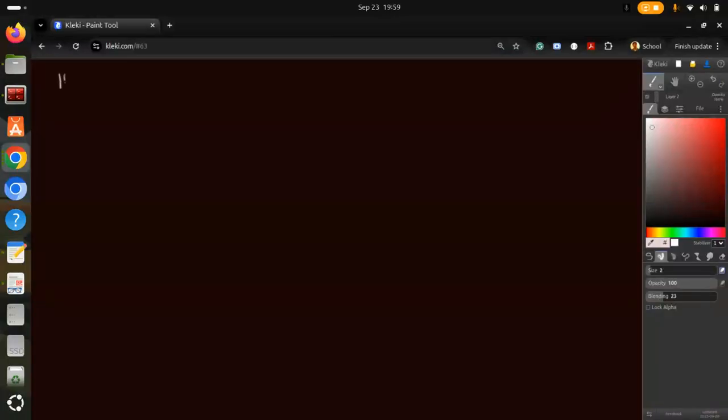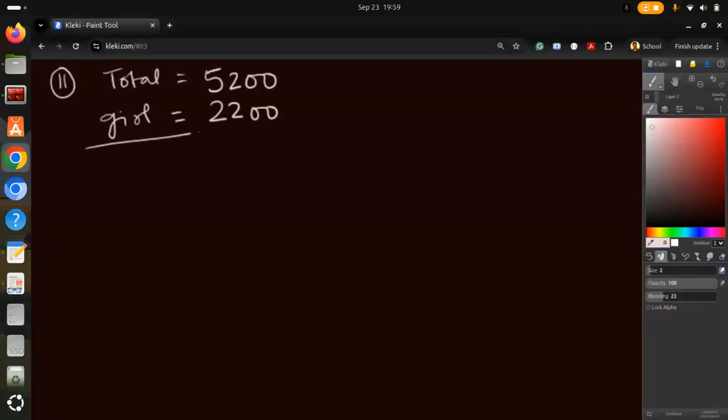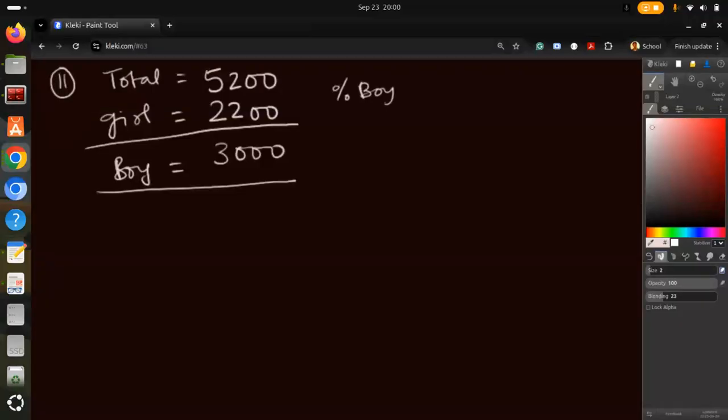So I have question number 11. Total students are 5,200, and girl students are 2200. So quite obviously the number of boy students enrolled will be 3000. So total enrolled is this one, boys enrolled is this one, so the percentage of boys enrolled will be 3000 divided by 5200 multiplied by 100% to make it into percent. Okay, so what is the answer?